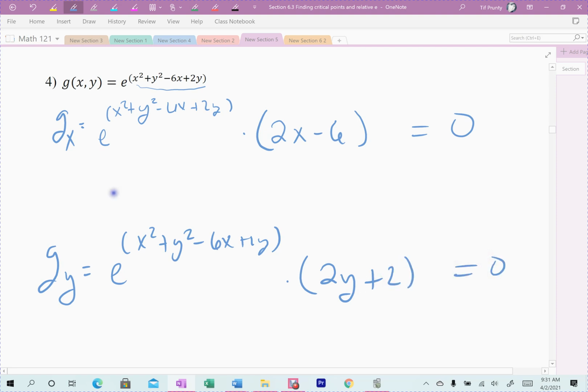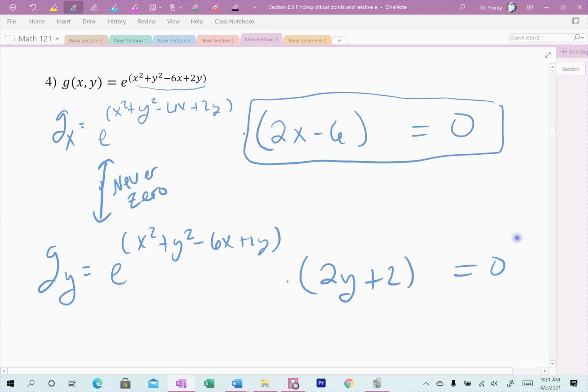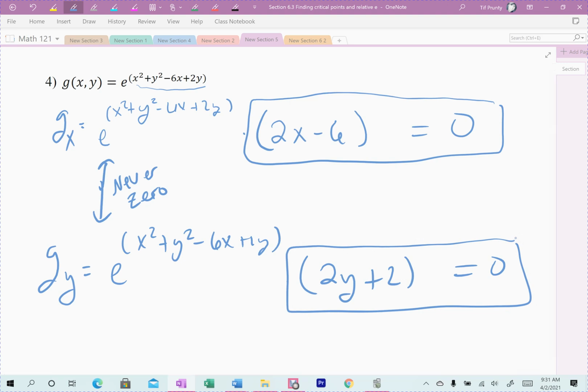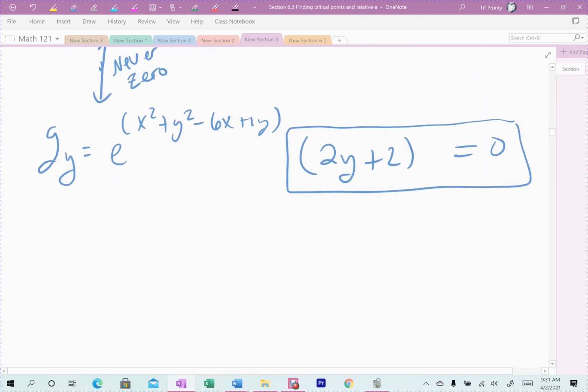And remember, with the e term, these are never 0. And they're always positive, right? And so the only place I can actually get a 0 is, again, remembering that the chain rule is so important, the only factor I can get a 0 out of is the polynomial factor, which is the factor I get from taking the derivative of the inside. And so the 2x minus 6 can give me a 0, and the 2y plus 2 can give me a 0.